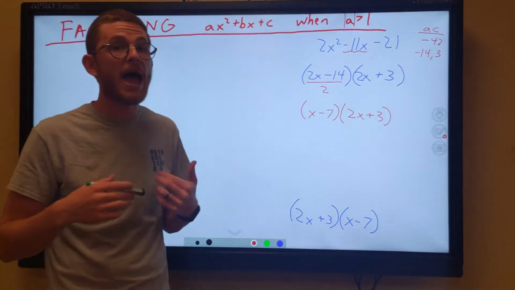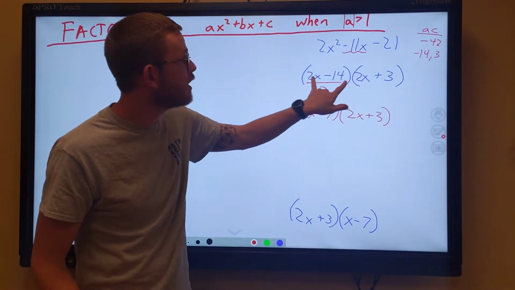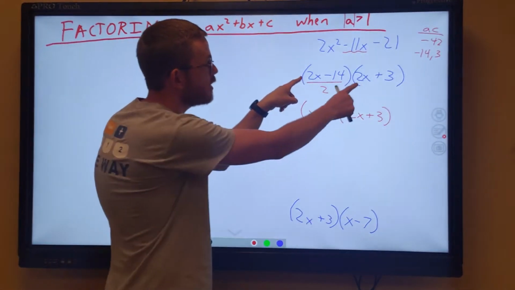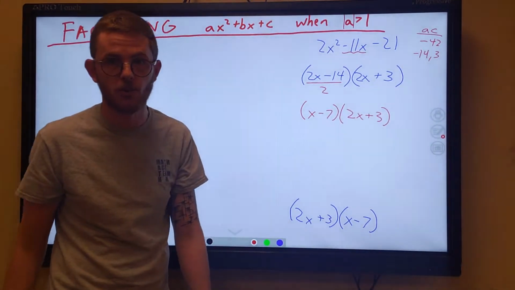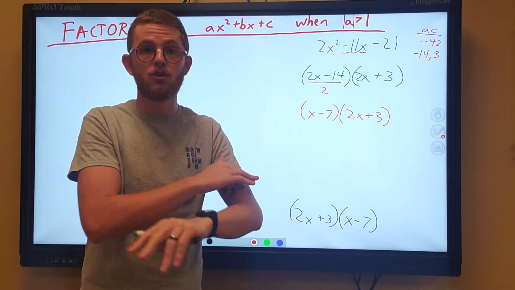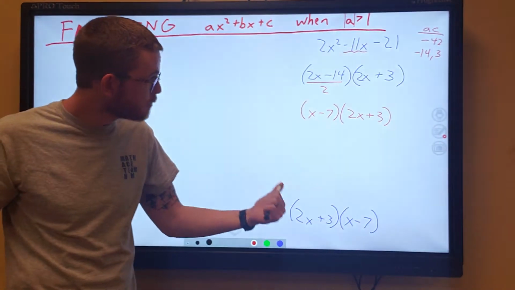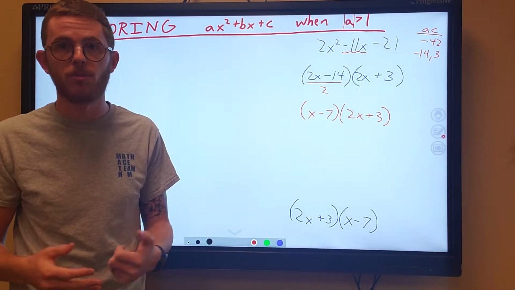It's a little weird. You have to remember that step of dividing, because if you leave this as 2x and 2x, notice 2x times 2x does not get us 2x squared. That would give us 4x squared. So if you forget that step, you're done. You have to be careful there. That's my method because it's quick, all right? And I can remember that step.